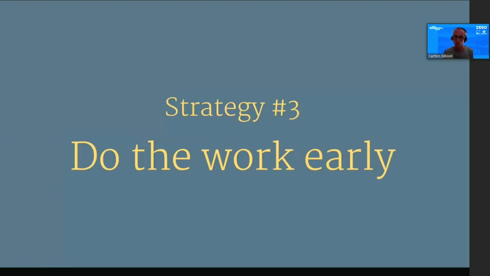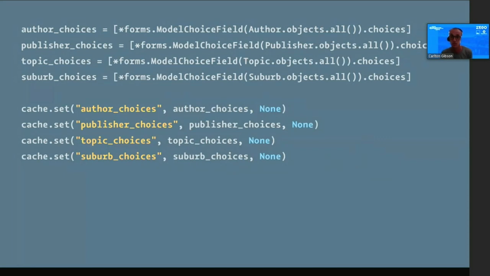Strategy 3: do the work early. Our suburbs are totally static. They don't change, or maybe they might change once in a decade. We don't have to fetch them on every single request. Instead, we could calculate the choices up front, like we have at the top here. The author choices we could just put straight into a variable, then publisher choices, topic choices. Oh, and we've got suburb choices we're calculating as well. This is the same code that we had in our form set a moment ago, but we've extracted it.